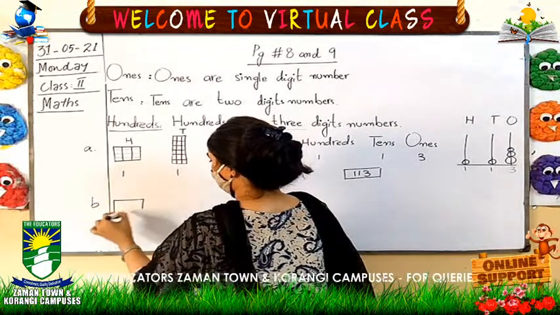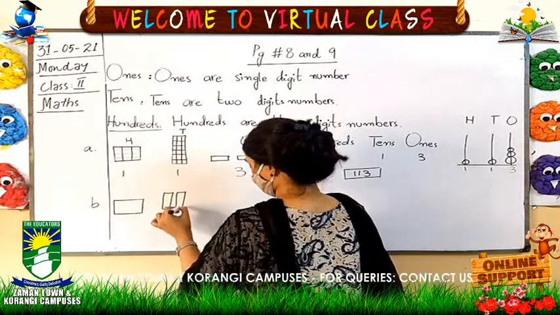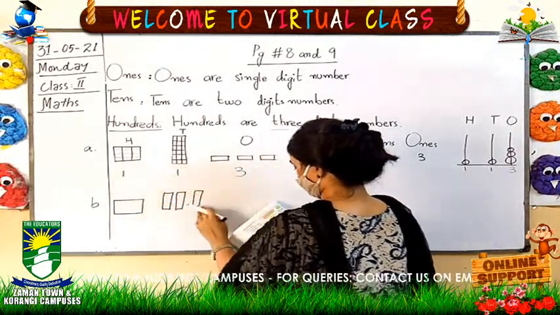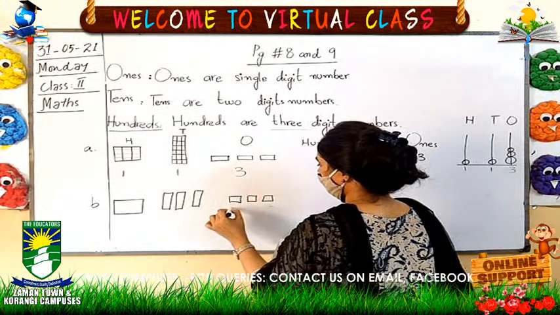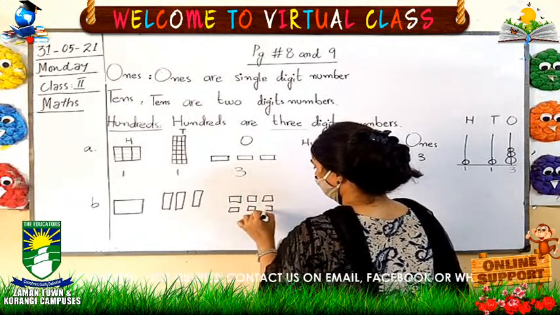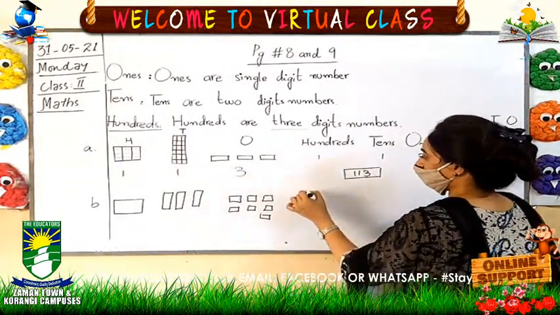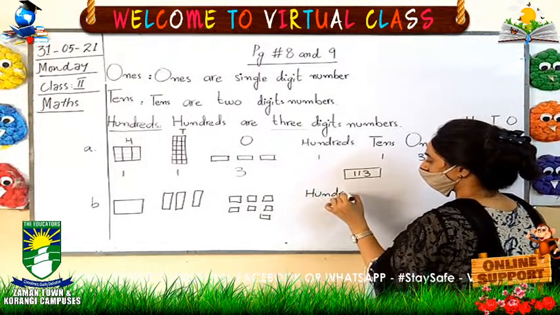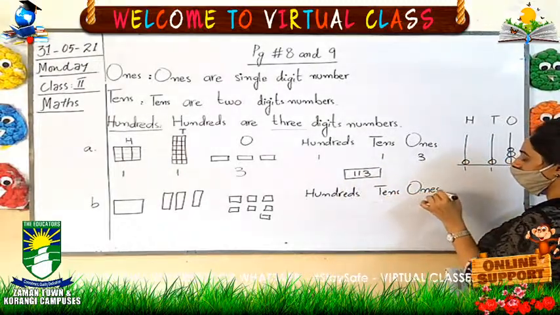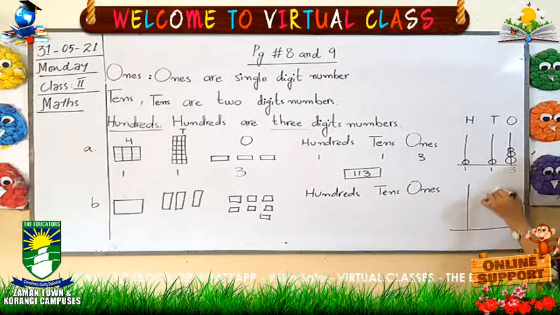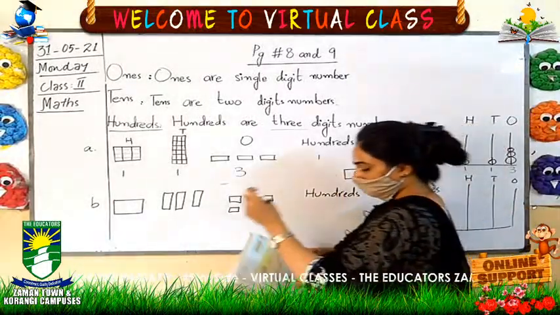I am drawing blocks. 1, 2, 3. And how many ones? 1, 2, 3, 4, 5, 6, 7. Now hundreds, tens, ones. This is the abacus on which we will draw beads. Now start counting.